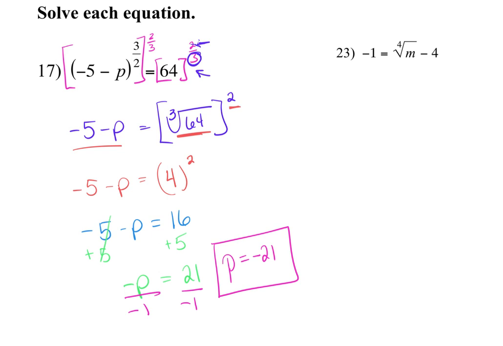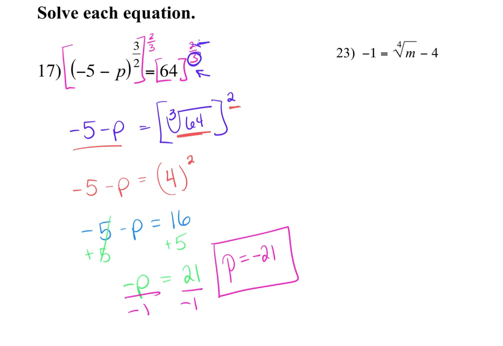And if you plug it back in, you will get the right answer. Negative 5 minus, or minus the negative 21, and then 3/2 there. So you will get 16 to the 3/2. 16 to the 3/2 is just 4 cubed, which is just 64, and it works.